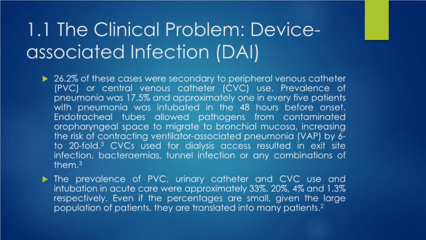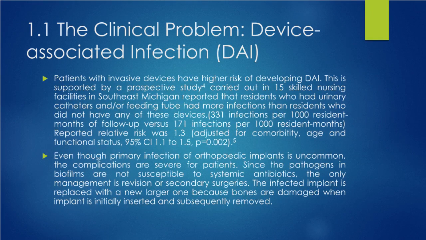The prevalence of PVC, urinary catheter and CVC use and intubation in acute care were approximately 33%, 20%, 4% and 1.3% respectively. Even if the percentages are small, given the large population of patients, they translate into many patients. Patients with invasive devices have higher risk of developing DI.